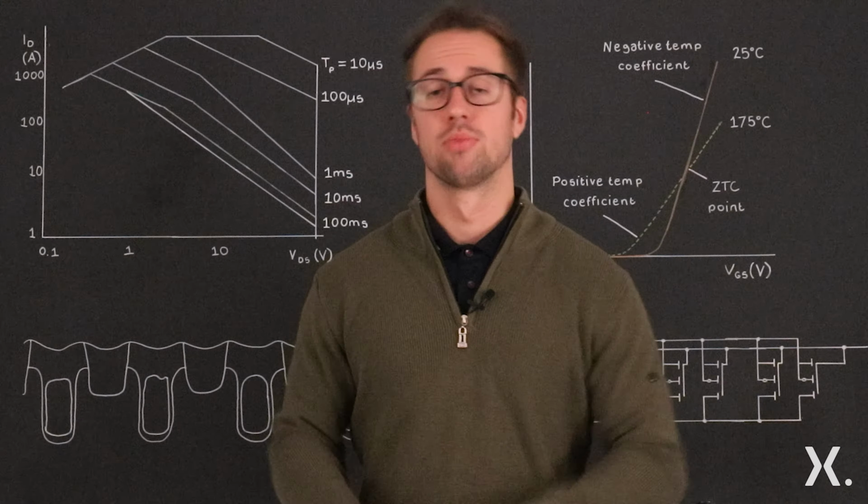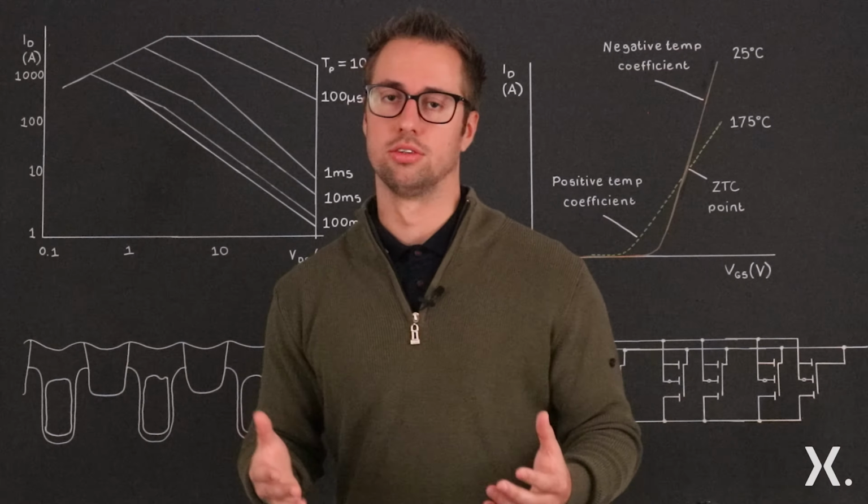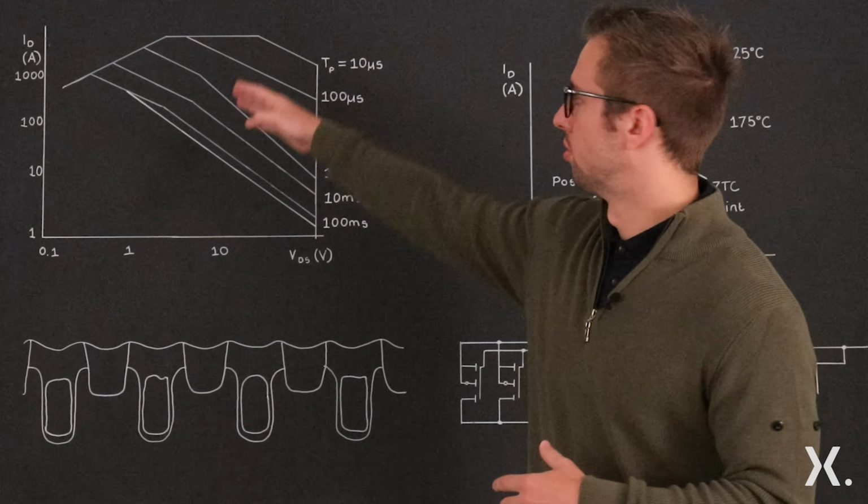And today we're going to talk about the safe operating area of a MOSFET, or SOA for short. So in a Nexperia Power MOSFET datasheet, this is what a SOA graph will usually look like. It's a logarithmic graph where on the x-axis you have the drain source voltage and on the y-axis you have the drain current. And it's built up of multiple regions.